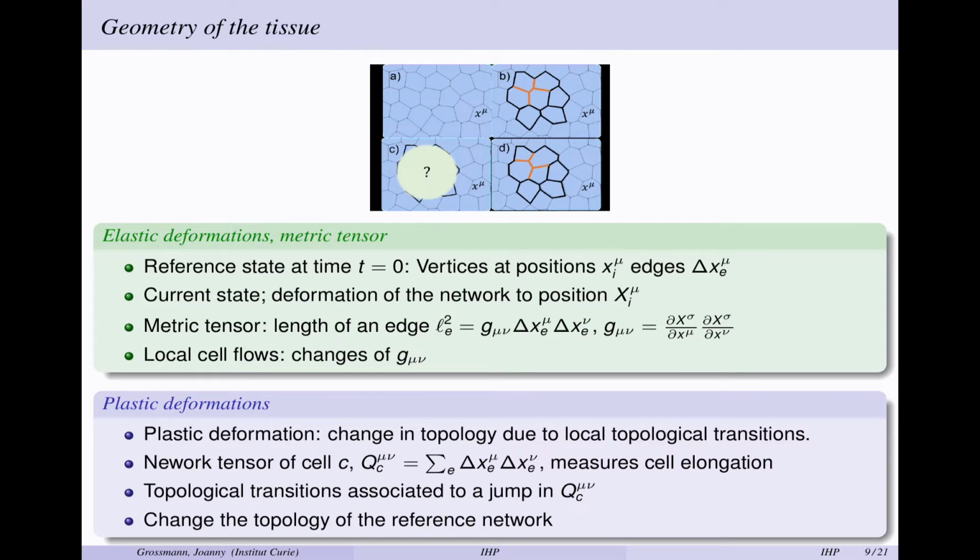And to measure that, I will characterize the tissue by what I call the network tensor. On each cell, I take the series of vectors that go around the edges, and I define the sum of delta x_e, delta x mu. That's kind of, I don't know if you want to call it the inertial tensor or something like this. It tells you about the shape of the cell. What this topological transition does is it changes Q. So there is a jump of Q when the transition occurs, which is a finite jump, but it doesn't change the metric. So these topological transformations, in a sense, lead to plastic deformation, and the change in G leads to elastic deformation.